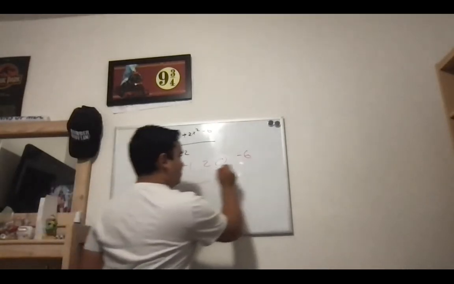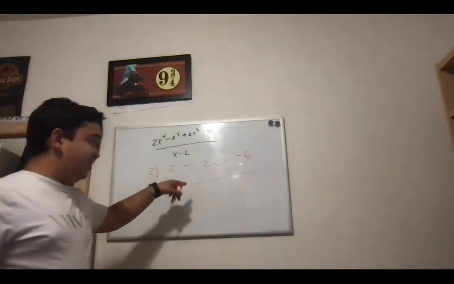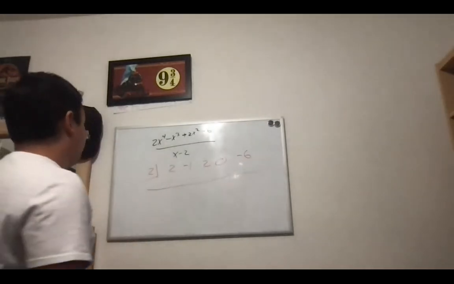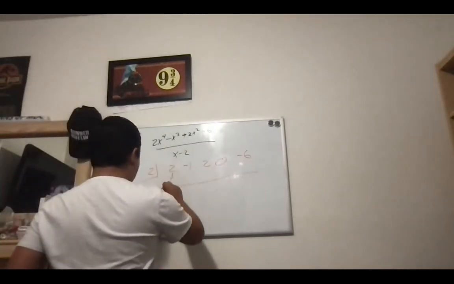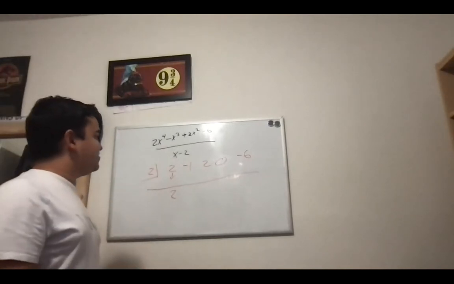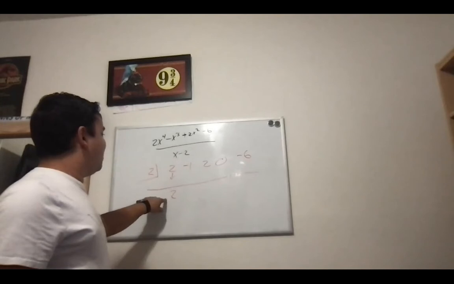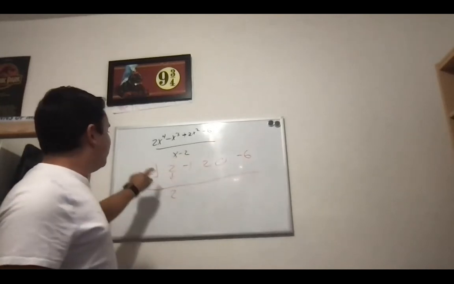We're going to draw a line for another row of numbers. We drop that 2 down. The way we do synthetic division is that we multiply in a diagonal manner and add across. So 2 times 2 is 4.